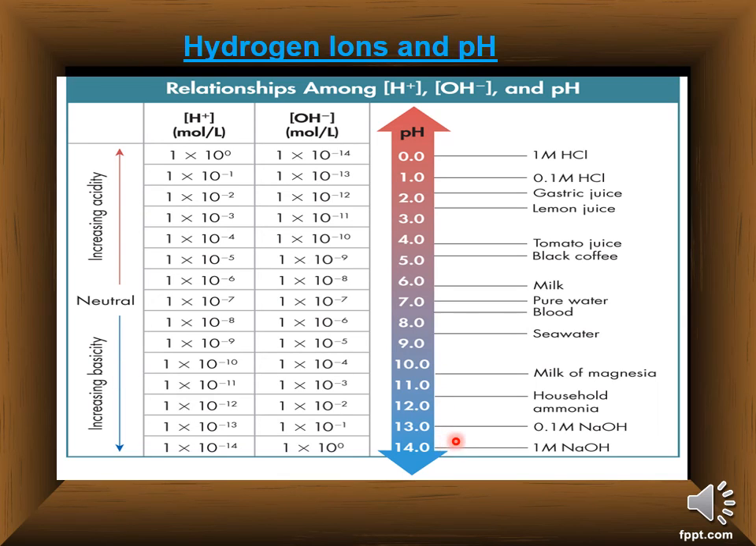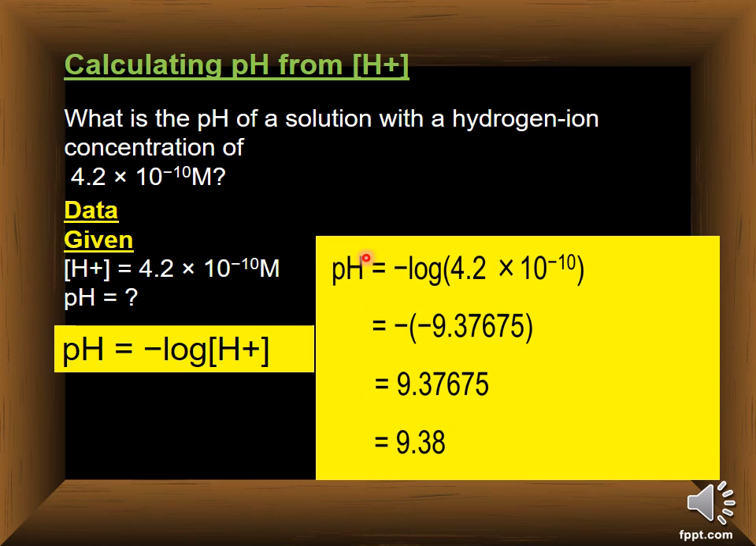So if I ask which one is a stronger acid, 0.4 pH or 5.4 pH? So 0.4 pH is stronger. If I ask which one is a stronger base, a pH value of 9.5 or 13.5? Definitely 13.5. So this side is a more strong base, and this side is a more strong acid.